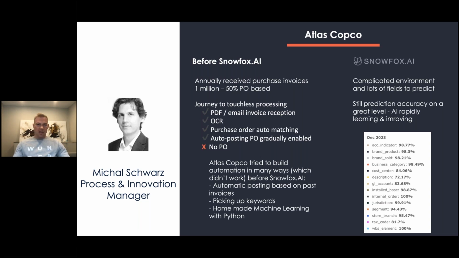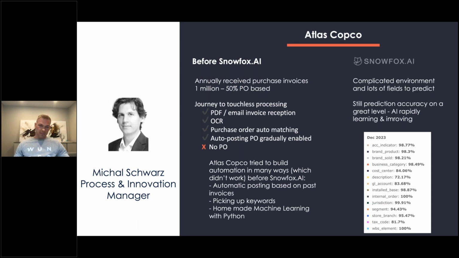And first of all, they enabled PDF and email invoice reception, implemented an OCR solution in place, created the purchase order auto matching, and auto posting for PO invoices was gradually enabled. But the non-PO was a problem, and they had like several ways of trying to build the invoice automation for non-POs before Snowbox AI.